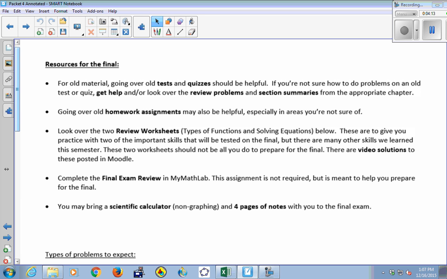You can use only a scientific calculator, a non-graphing calculator, just like all of our other tests and quizzes. If you don't have one of your own, I'll have some that you can borrow. And you can bring 4 pages of notes with you to the final exam. The thought behind the 4 pages is that you have made, hopefully, 3 pages of notes for the 3 tests we've taken so far. You can bring those 3, plus 1 more with any new material. Or if you didn't save them, or they weren't helpful, or you didn't make them in the first place, you can make 4 pages from scratch.